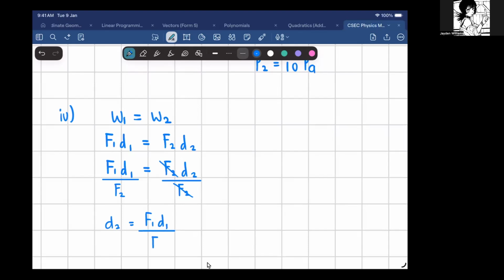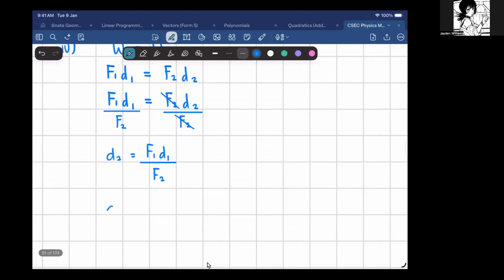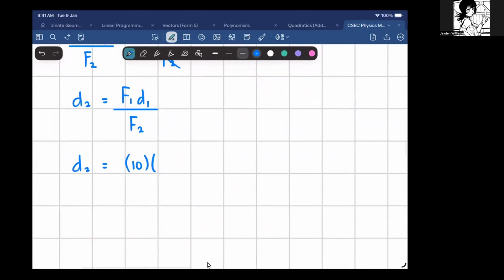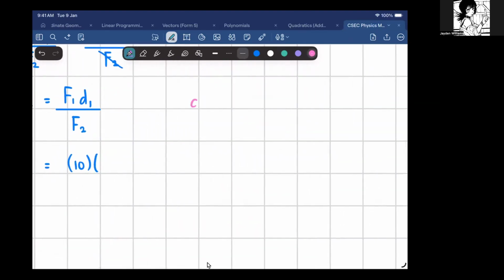Now, Jaden, when you're doing calculations, you have to put the units, right? So F1 was 10. D1, I told you, was 50 centimeters, right? So let's put that to the side. D1 is equal to 50 centimeters. You have to convert that to meters, right, Jaden? If I convert 50 centimeters to meters, what will it be? 50 centimeters to meters is 0.5. Yeah, 0.5 meters.